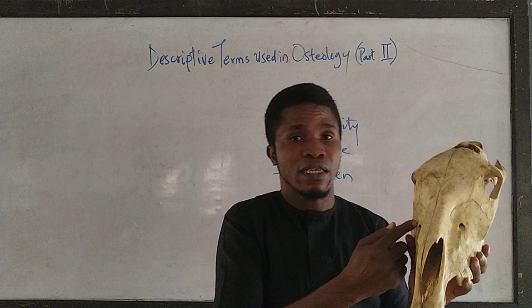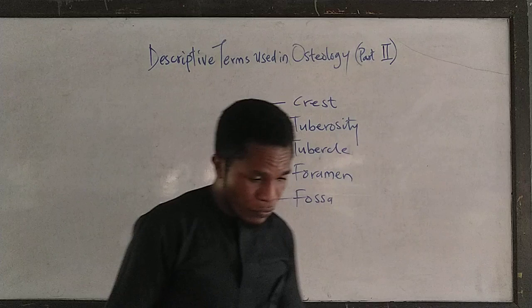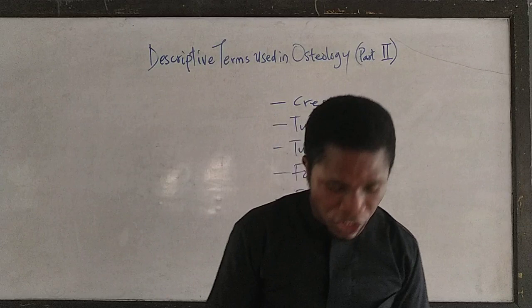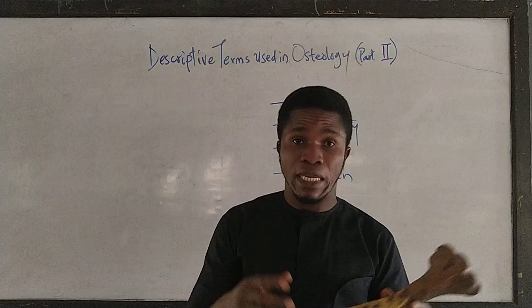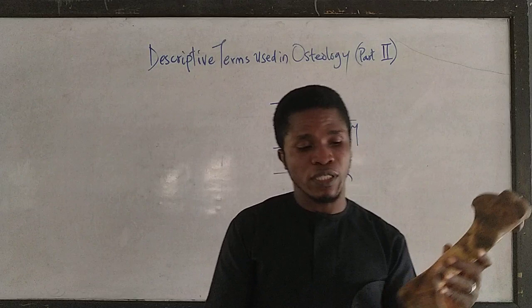And lastly, we have a fossa. What is a fossa? A fossa is a depression or a pit on the surface of a bone. What are examples of these fossas? On this same humerus again, we have a fossa called the olecranon fossa. So this is the olecranon fossa.